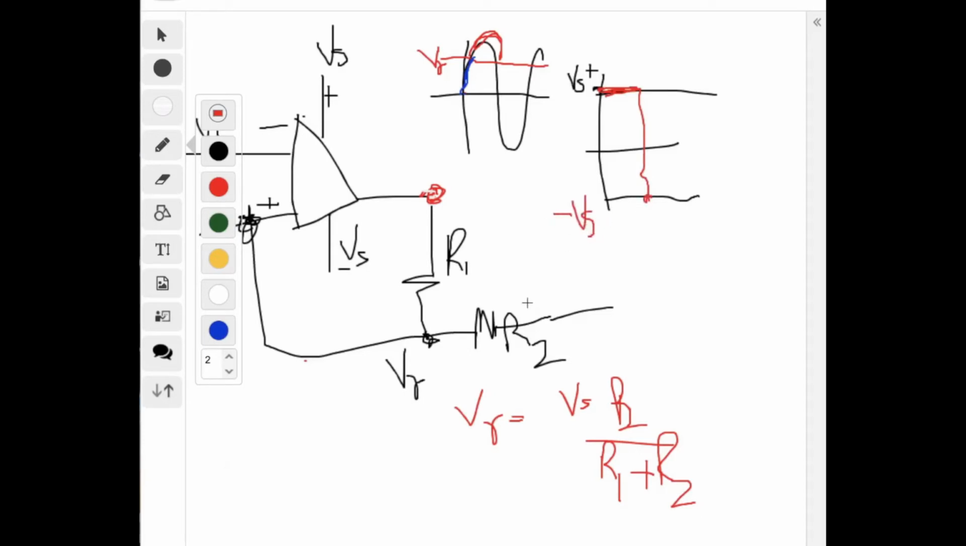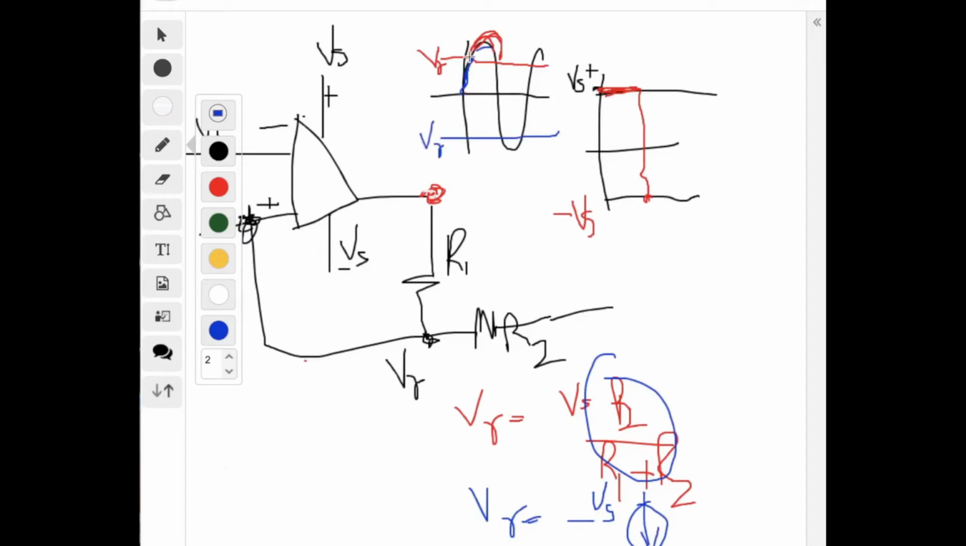At that point, the V reference is calculated as negative Vs. This is the same as here, but it is with negative. So this time V reference will be negative.